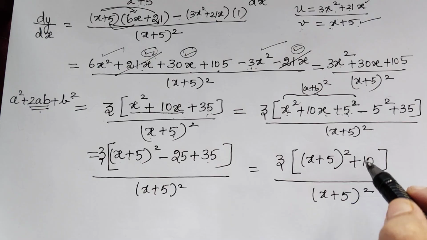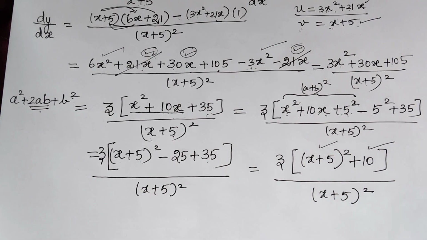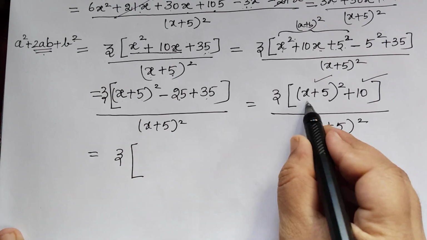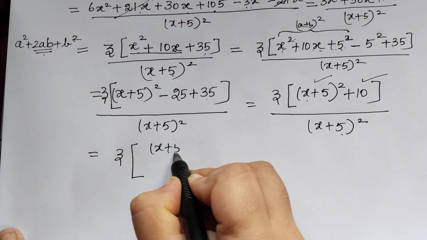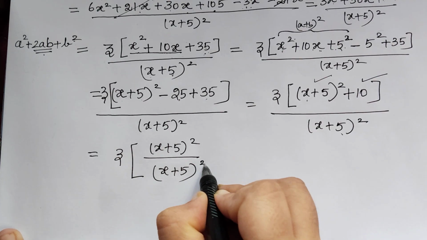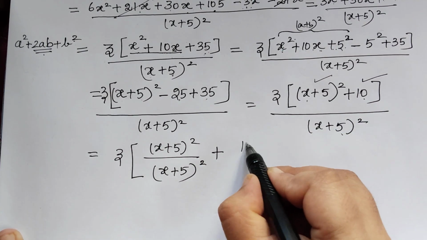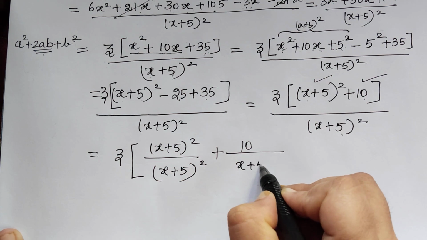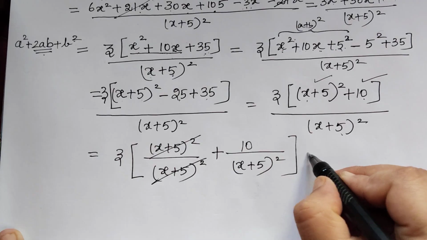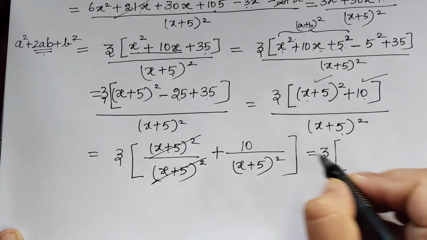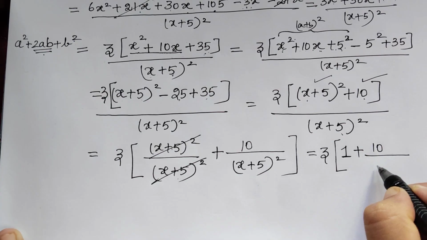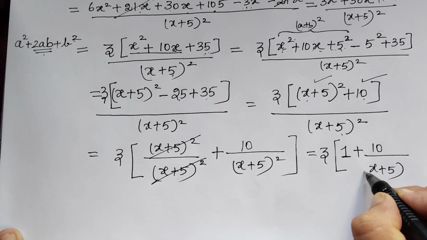Now this denominator is common to both the terms. So we shall split up the terms. So it will be equal to 3 multiplied with, when it is split up, x plus 5 the whole square divided by x plus 5 the whole square, plus it is also for this term, 10 divided by x plus 5 the whole square. Now this and this will get cancelled, and when it gets cancelled it becomes 1. So we get 3 multiplied with 1 plus 10 divided by x plus 5 the whole square.